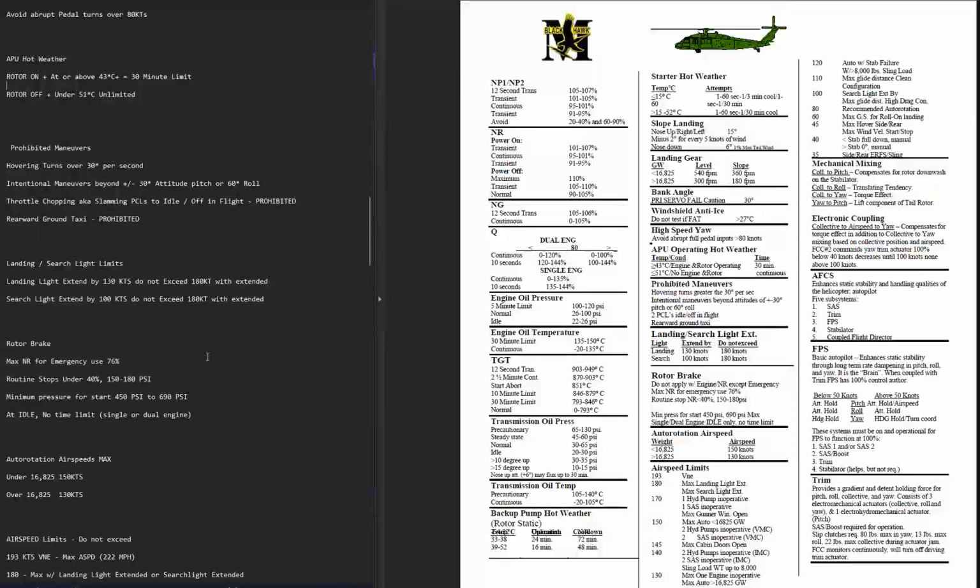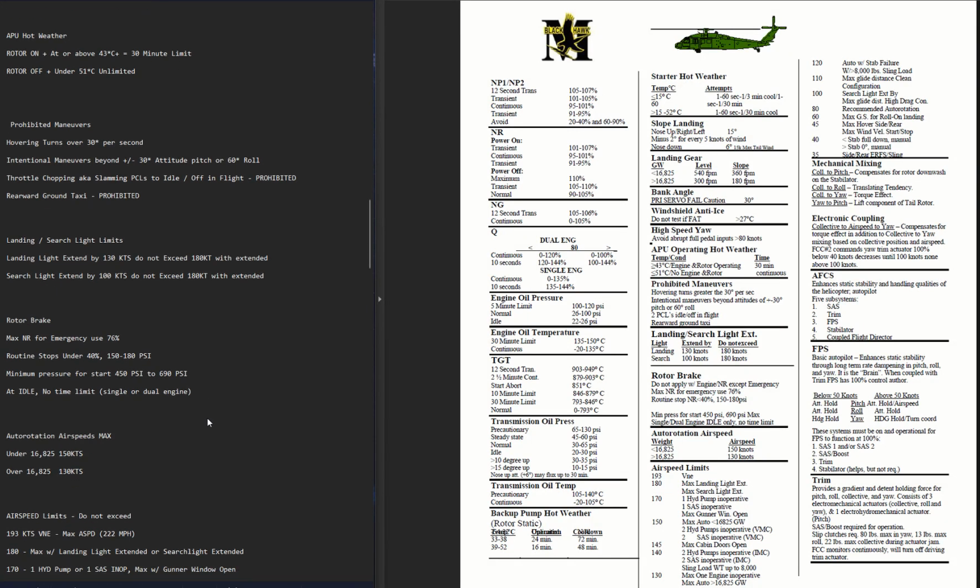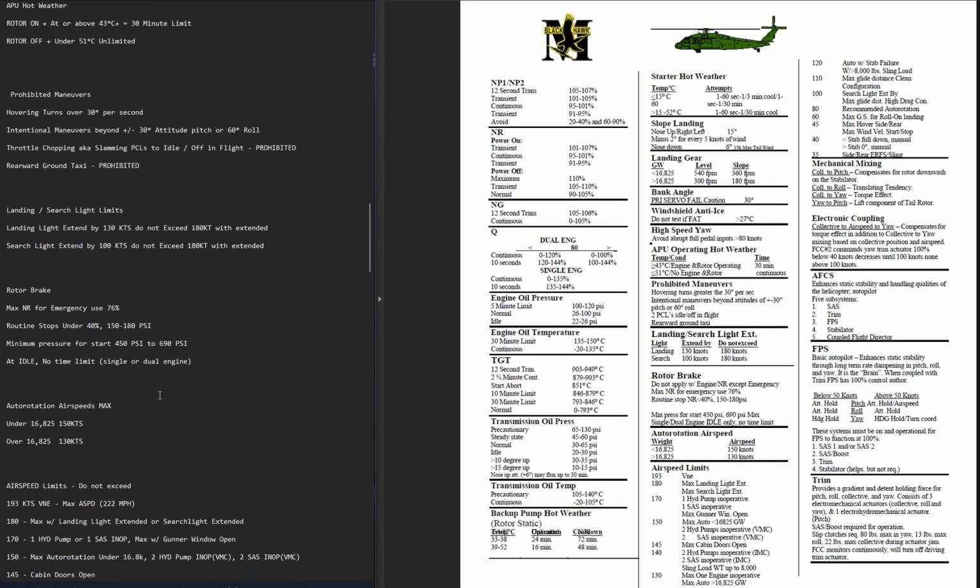All right, rotor brake. The max rotor speed, or NR, for emergency use is 76%. In a true emergency, that's probably not going to be a huge issue, but 76% is a pretty quick ramp down from when you put everything to off, so as soon as you hit that 76%, you can apply the rotor brake appropriately for an emergency stop. Then for your routine daily stop, you're going to be under 40% NR and applying approximately 150 to 180 PSI max. The minimum pressure for a start with the rotor brake engaged is 450 psi to a max of 690 psi. At idle, there is no time limit for how long the rotor brake can be applied, and that's single or dual engine.